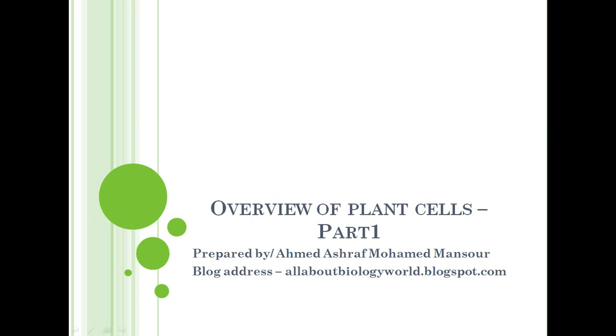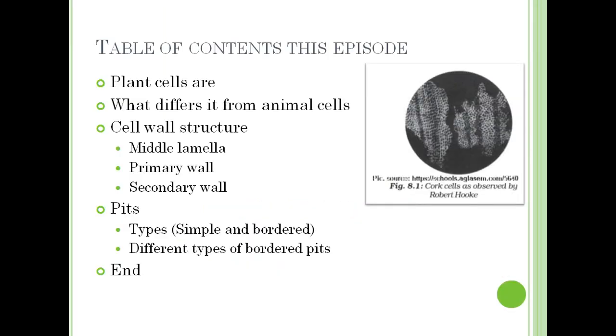Today's topic is going to be an overview of plant cells, structure and function, part 1. So now let's get to the job. The table of contents today will be a very brief glance at the plant cell definition, what differs a plant cell from an animal cell, and the structure of the cell wall: the middle lamella, primary wall, secondary wall, pits and their types.